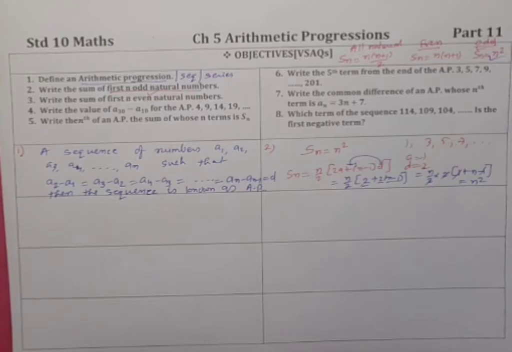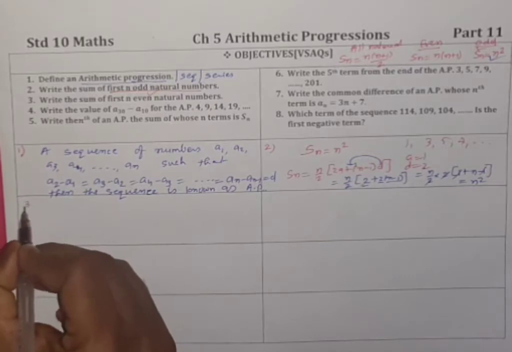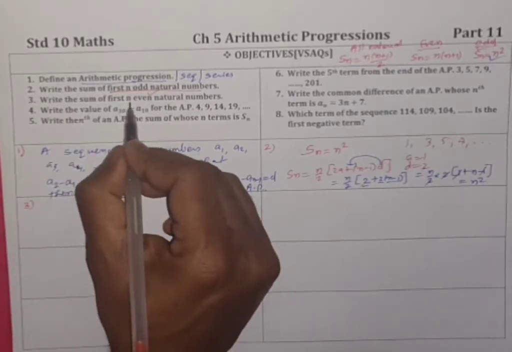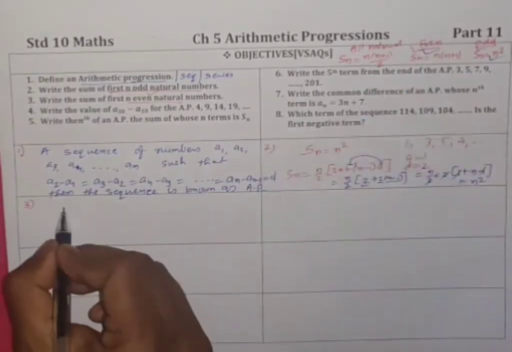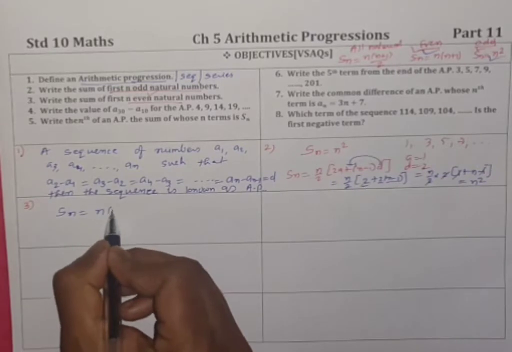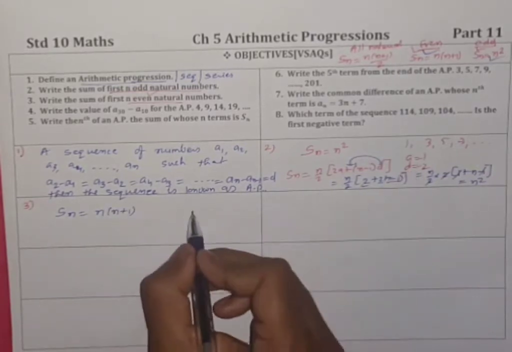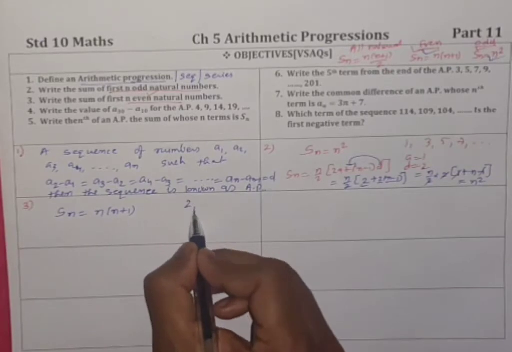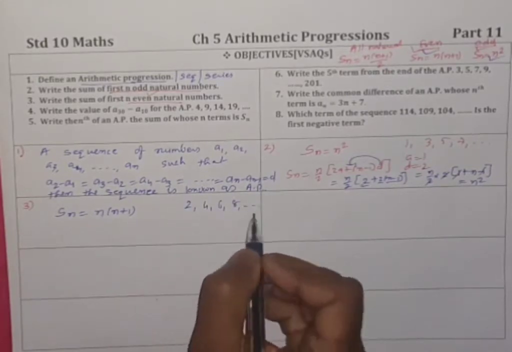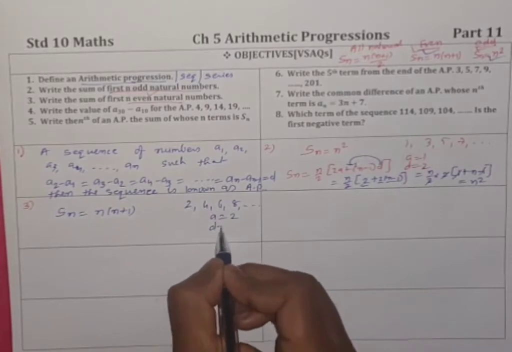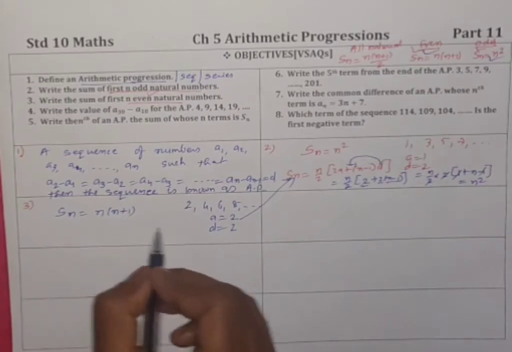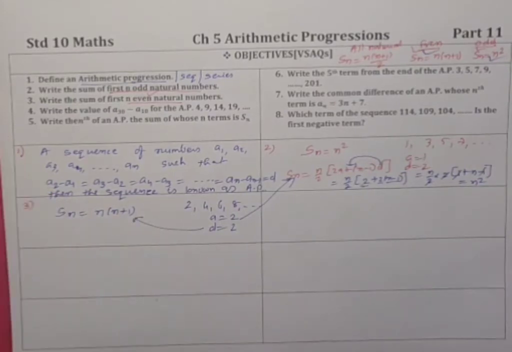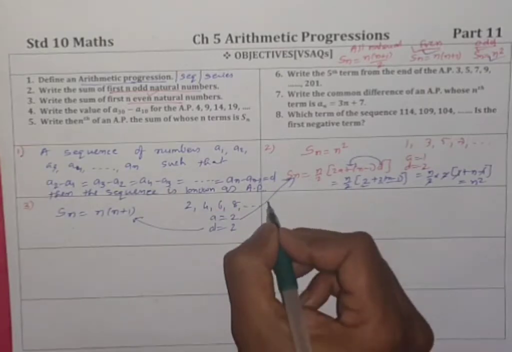Moving on to the next one, number 3. Write the sum of first n even natural numbers. Here is the answer. I am writing directly: Sn is equal to n into n plus 1. If you want, you can take the AP of even numbers 2, 4, 6, 8. Here A equal to 2 and D is also 2. Then put these values of A and D in the formula and you will get Sn is equal to this. Now have a look, number 3 is done.